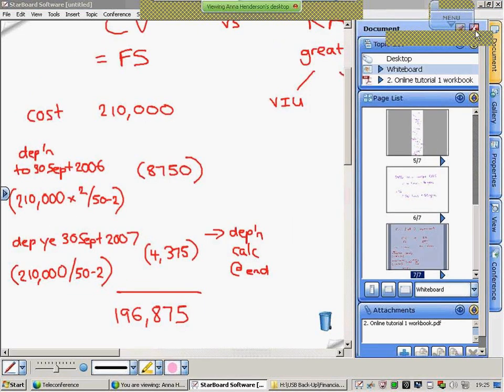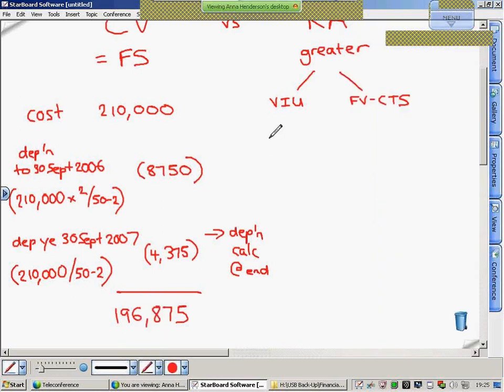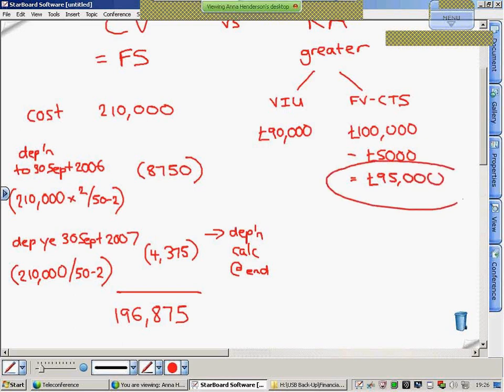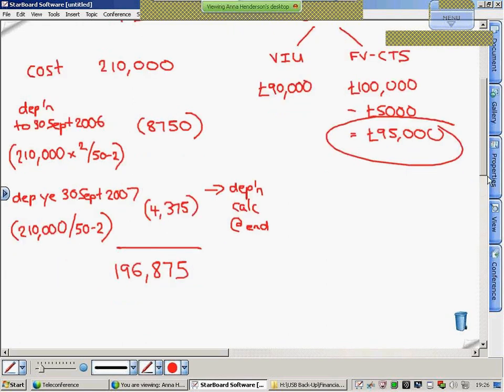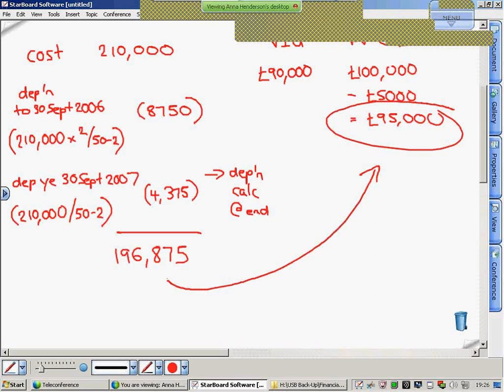Back to our board, we need to fill in 100,000, so 9,000. We're looking for the greater. So 95 that we compare with 687.